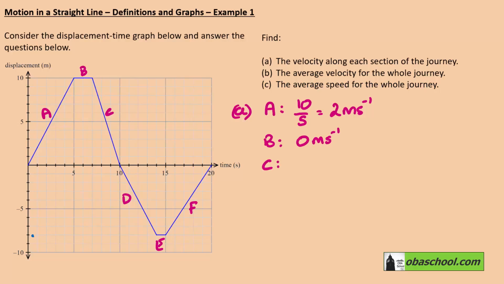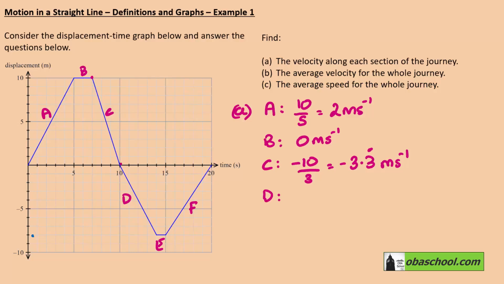For C, we can see the change in displacement is -10 because it's coming from 10 back to 0. So that's -10, and that's divided by 3. So that's going to be -3.3 recurring meters per second.